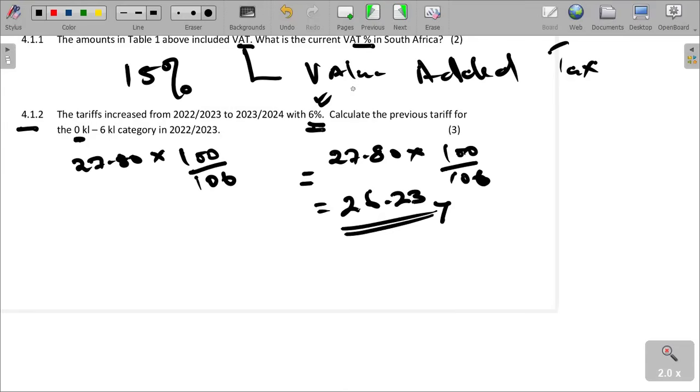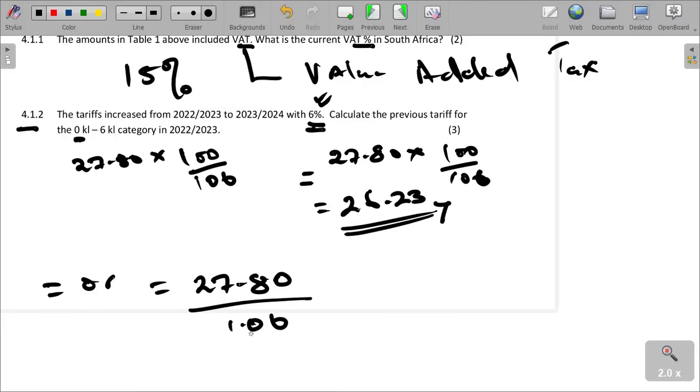In another way, we can also calculate this by taking the 27 rand 80 and dividing it by 1.06, which still gives us 26.23.